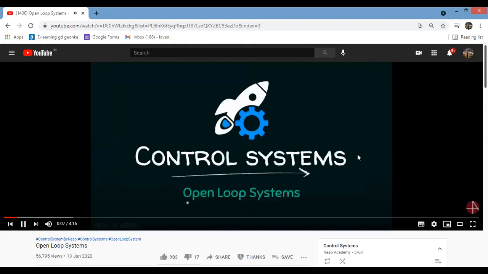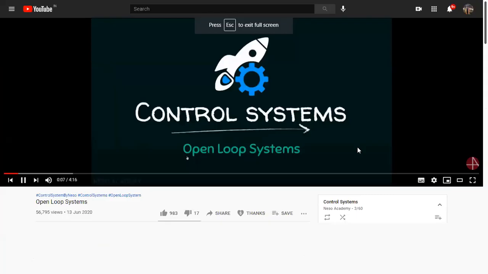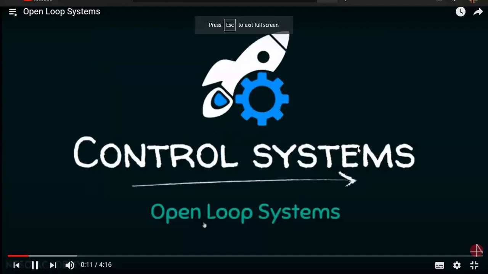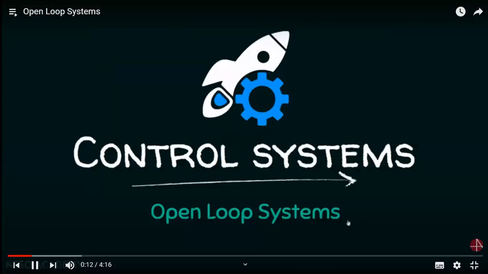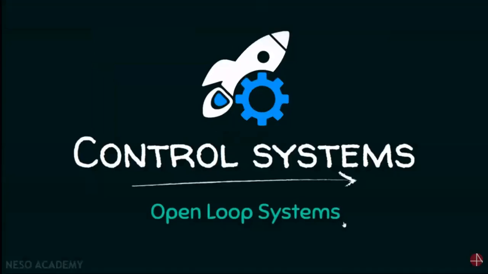Everyone, welcome back to the next lecture of control systems. In this lecture, we will discuss the open loop systems. In the previous lecture, we discussed the system response characteristics, and at the end of that lecture, we had a discussion on the system configurations. We have two types of system configurations. One is the open loop configuration and the other is the closed loop configuration.